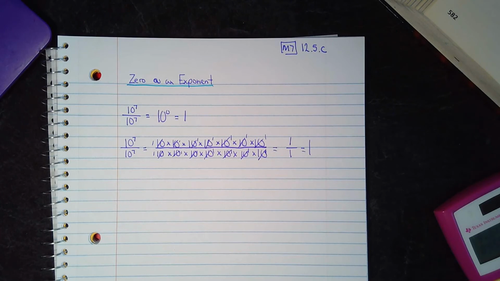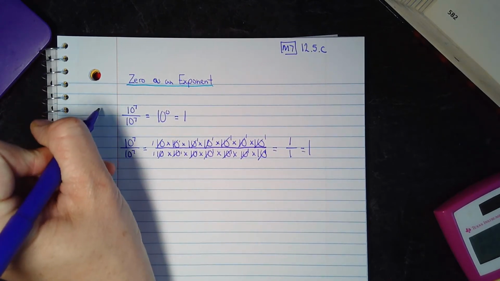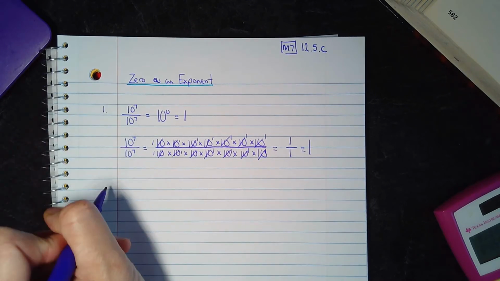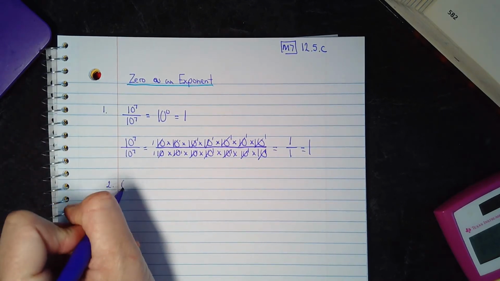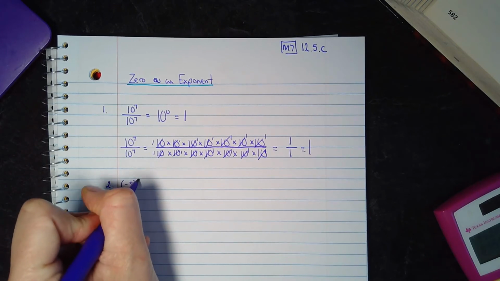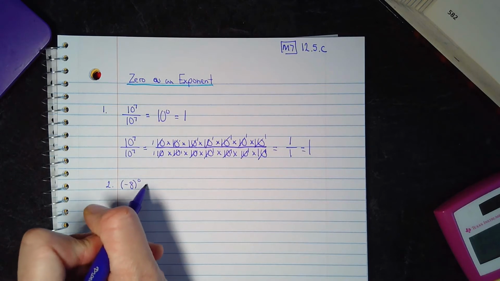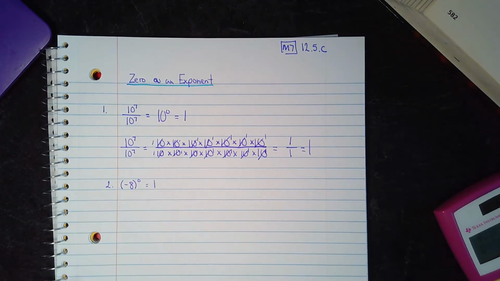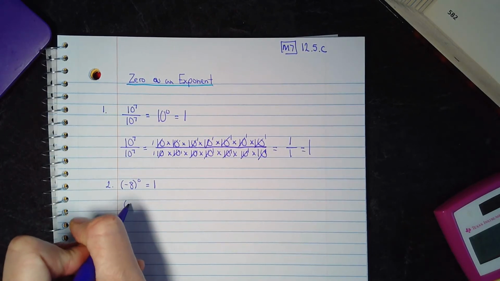And it works that way whether you're working with negatives or positives. So let's look at, for example, we'll call this problem number 1. Let's look at if we have negative 8 to the 0 power. That is also going to equal 1, and it's going to equal 1 for the same reason. Let's look at what this would be. Let's say we had negative 8.